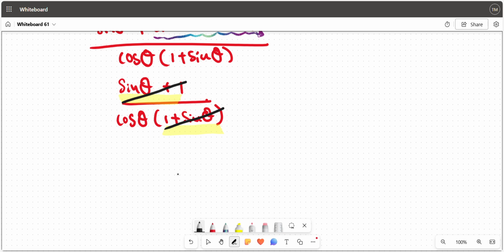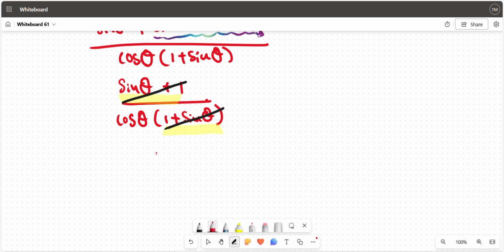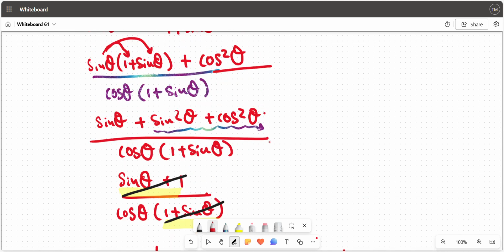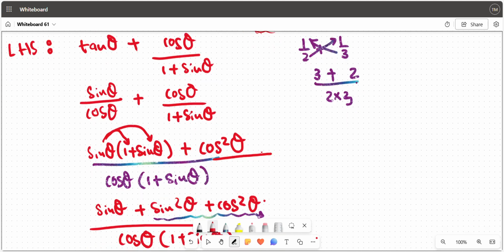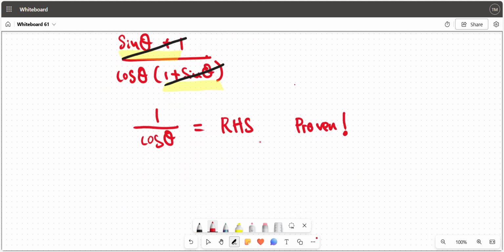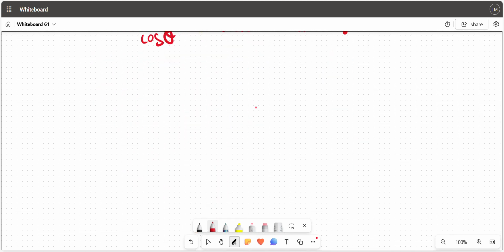So what I end up with is a 1 over a cos theta, and this is equal to the right hand side. And then there we go. This is proven. If you just go up, just to remind you, this was on the right hand side: 1 over cos theta. There we go. So that is number 2. Let us do two more.